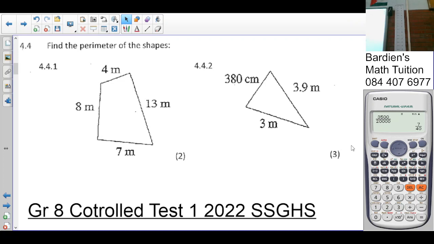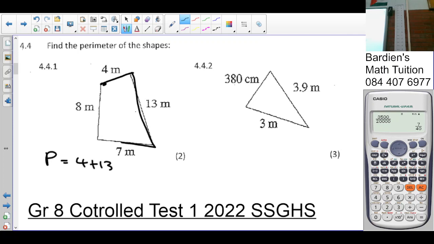The perimeter of these shapes, how do you calculate the perimeter? Add them all up. So it's going to start here, it's going to be 4 plus 13 plus 7 plus 8. That's 24, 32 meters. Not so? 17, 24? Yeah, 32.